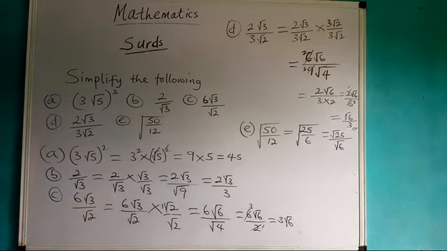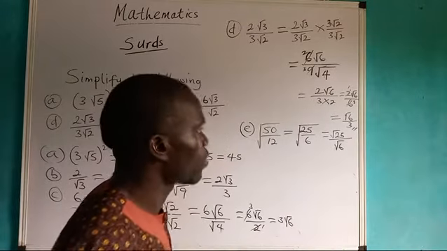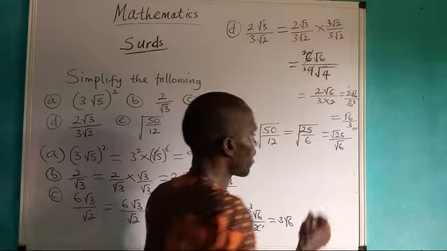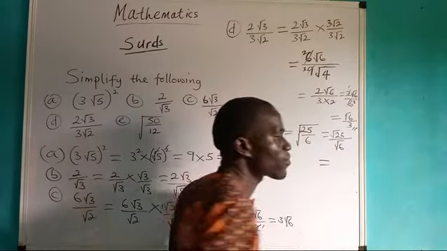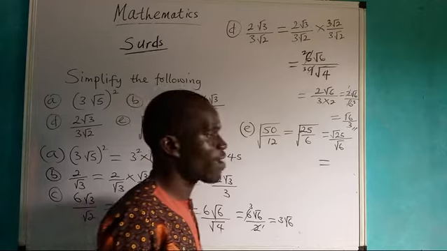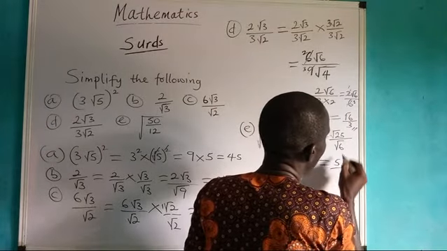Now, what can we do again? We need to move further. Look at the numerator. The numerator is a perfect square, or we call it a rational number. Therefore, root of 25 is 5. It is not a surd. We can now say 5 over root 6.